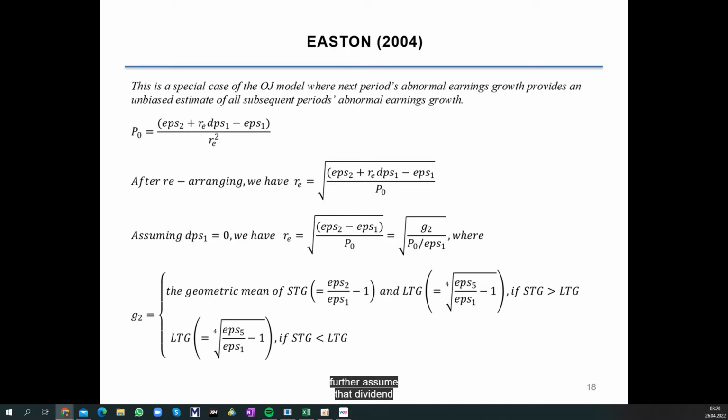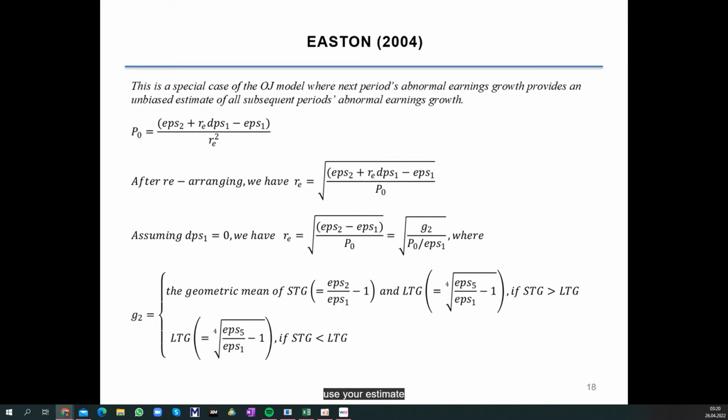If we further assume that dividend per share in year 1 is 0, which is not a bad assumption given that most companies in the US pay no dividends, the formula for the cost of capital becomes even simpler. This is the square root of earnings per share in year 2 minus earnings per share in year 1 divided by the current stock price. So if you can forecast the earnings of a company for the next 2 years and you can obtain its current stock price, you can come up with a proxy for the company's cost of equity capital very easily.